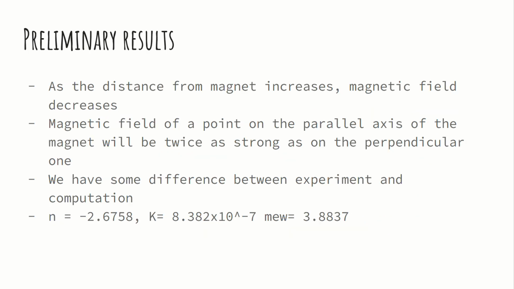Let's get into some preliminary results. As expected, as the distance from the magnet increases, the magnetic field decreases. The magnetic field at a point on the parallel axis of the magnet will be twice as strong as on the perpendicular one. These are the basic results, and we do have some differences between our experimental value and our computational value. The values listed here are all from the experiment itself: n equals minus 2.6758, k equals 8.382 times 10 to the power minus 7, and mu equals 3.8837. These are found from our experiment.